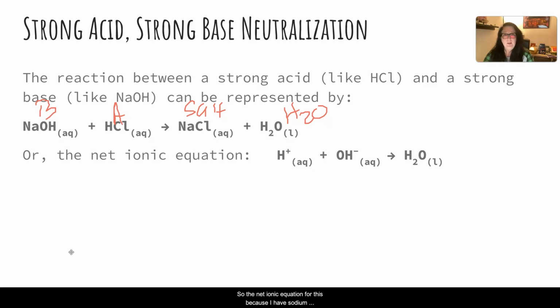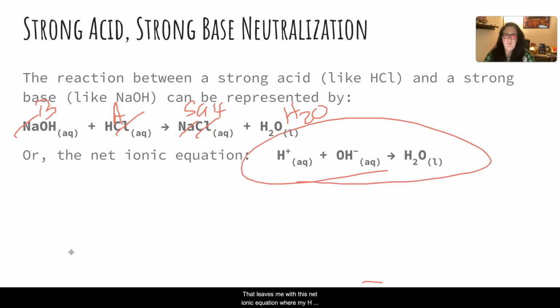So the net ionic equation for this, because I have sodium, who is always soluble no matter what, and the chloride is soluble unless it's in the presence of one of the heavy metal bad dudes, which are silver, mercury, and lead, not happening here. That leaves me with this net ionic equation where my H+ and my OH- is going to give me water. And most of the water molecules are going to stay intact. There will be a few that self-ionize, but for the most part, H2O will stay together.